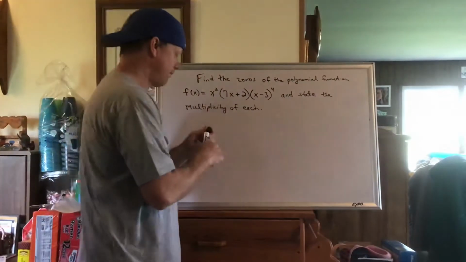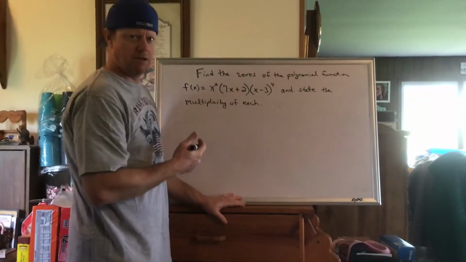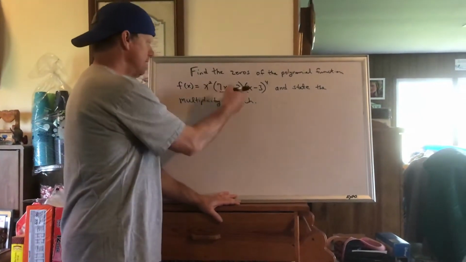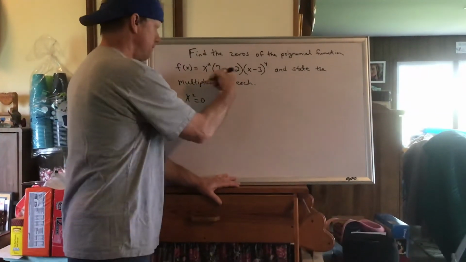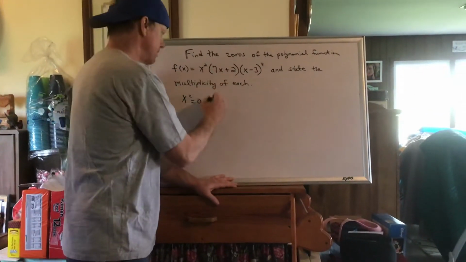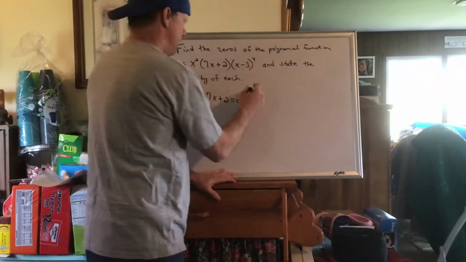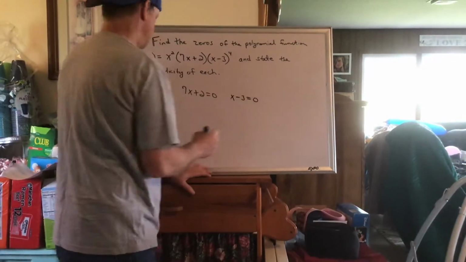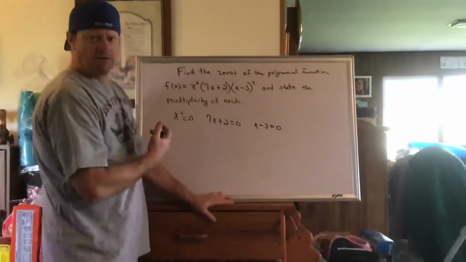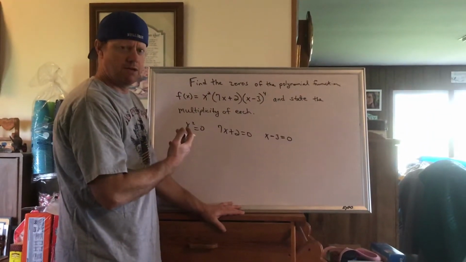Well, it's already factored for us, so finding the zeros is going to be pretty easy. To find the zeros, I'm going to set x squared equal to 0. I'm going to set this factor, 7x plus 2, equal to 0. And then I'm going to set this factor, x minus 3, equal to 0. Then solve for the variable in each case, and those will be the zeros.